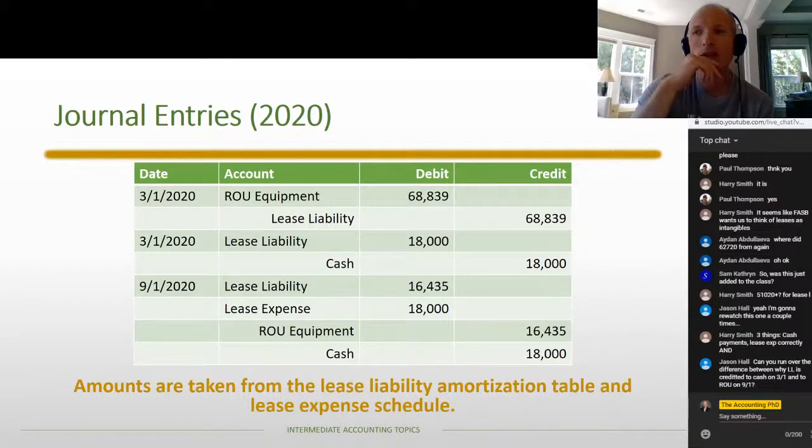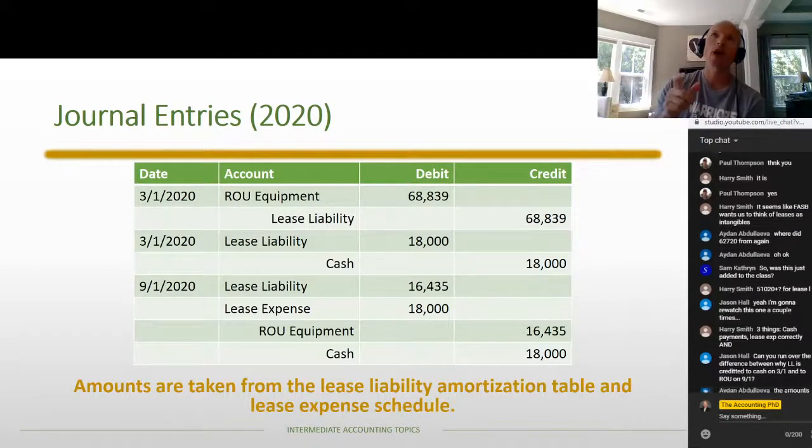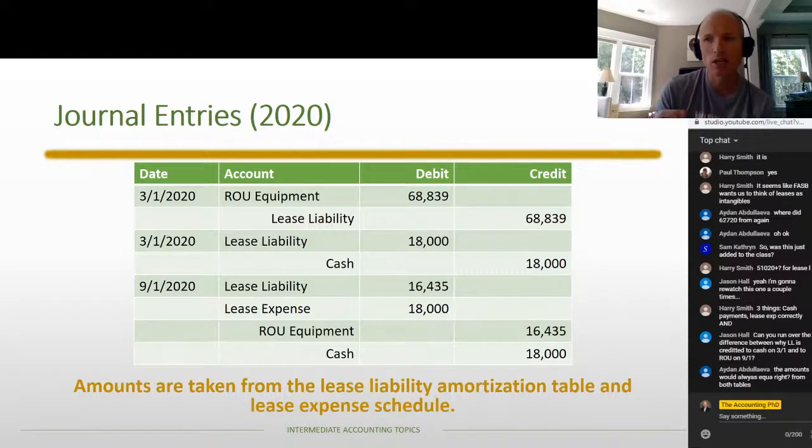So rather than answering your question directly, because the way you ask the question isn't 100% correct: on 3/1/2020, we needed to amortize the lease liability and record the cash payment. At that particular point in time, no time has passed. So there's no lease expense, and there's no need to amortize the right of use asset, because I'm able to fully amortize the lease liability and record the cash payment without using the right of use piece of equipment account to reconcile everything.